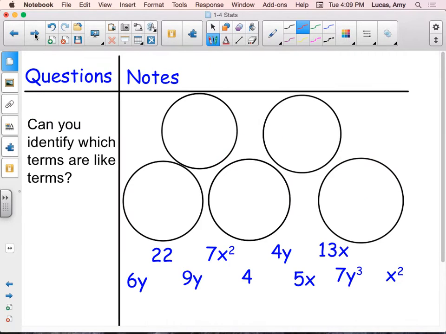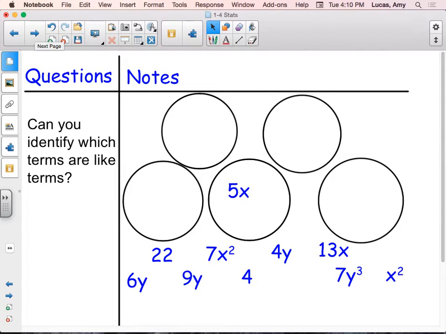Okay. Now, we're going to talk a little bit more about those like terms. This is a click and drag activity. Now, the first person that comes up to click and drag a term can pick any term and can put it in any circle. Now, after that 5x has been placed, in the same circle with the 5x, you can put only terms that are like terms with it. So, for example, 4y has a different variable part. That means that they can't be in the same circle. You've got to start your own circle for 4y.